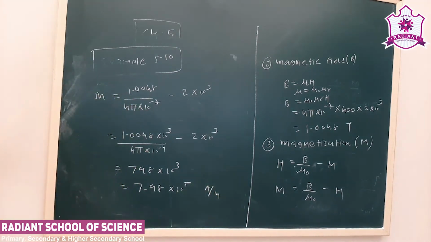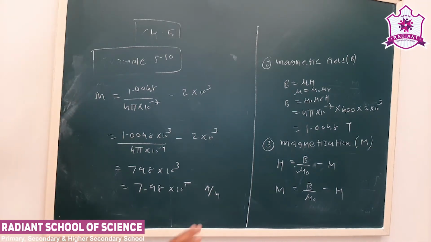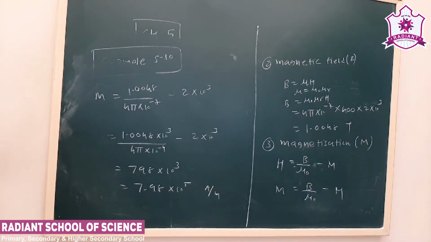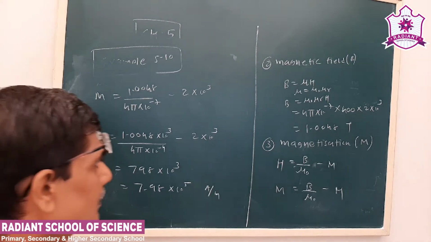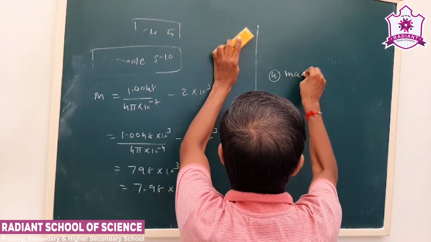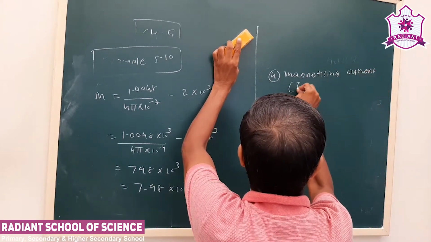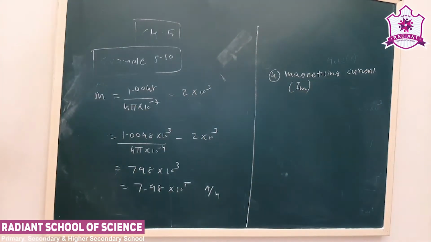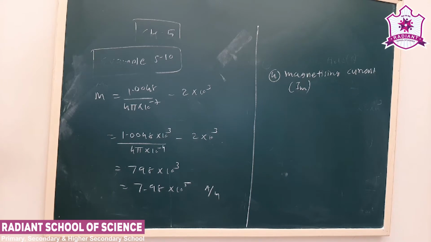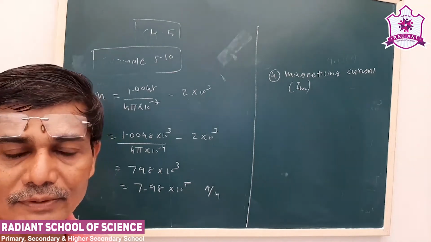Now see the fourth part. First we have obtained the value of H. Secondly, we obtained the value of magnetic field B. Third, we have obtained the value of the magnetization. And the fourth is the magnetizing current. Now, magnetization current is the additional current that should be passed so that it gives the similar value of the magnetization.